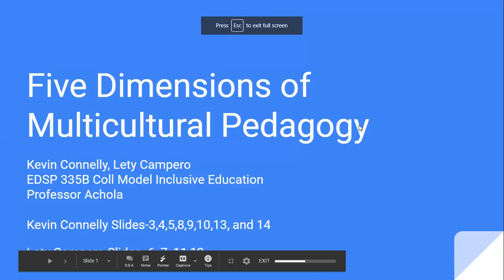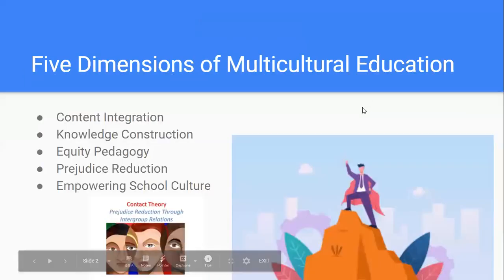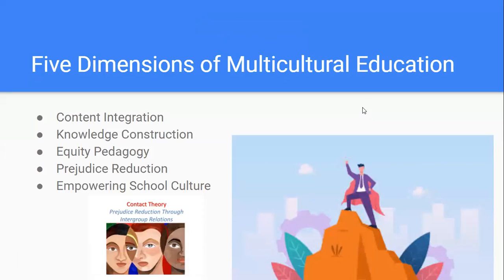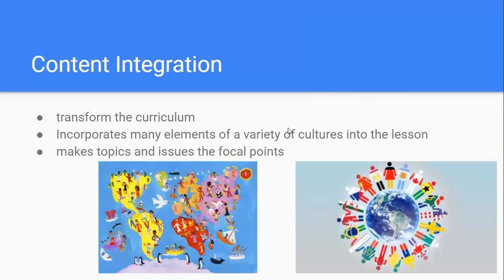We're going to talk about the 5 dimensions of multicultural pedagogy today. The 5 dimensions of multicultural pedagogy are content integration, knowledge construction, equity pedagogy, prejudice reduction, and empowering school culture. So that's what we're going to be talking about. First of all, the first dimension is content integration.